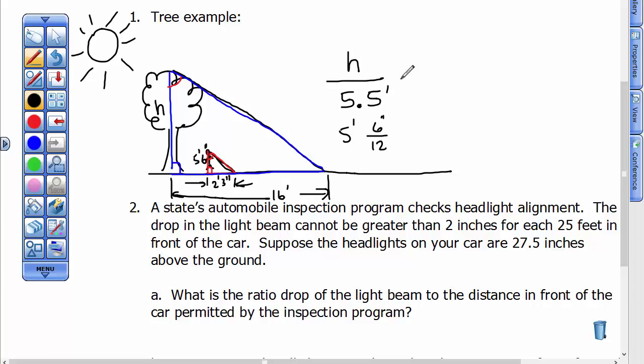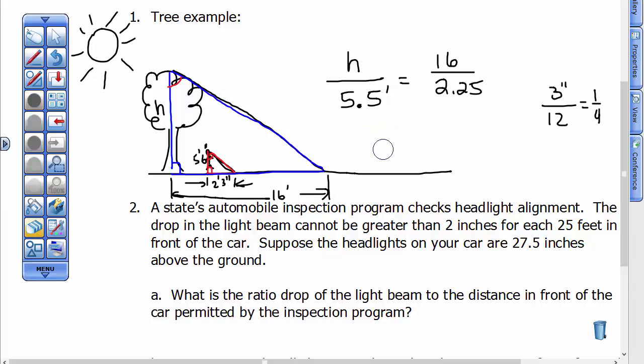The tree's height to my height has got to be set equal to the tree's shadow to my shadow, 2.25, because 3 inches out of 12, it's 2 feet 3 inches, would be a quarter of an inch. So I'm going to erase some of this. It's getting in the way. So now I'm going to set these cross products equal to one another. So this one right here, I'll have 2.25 times h equals 16 times 5.5.